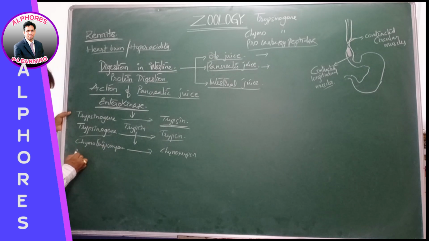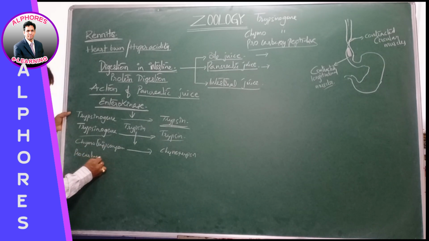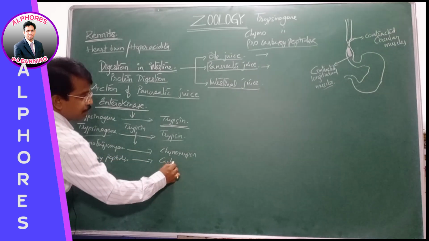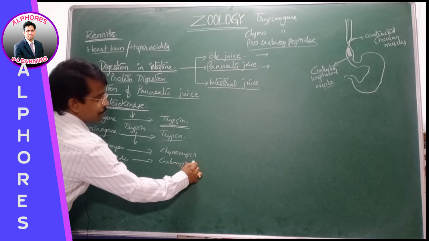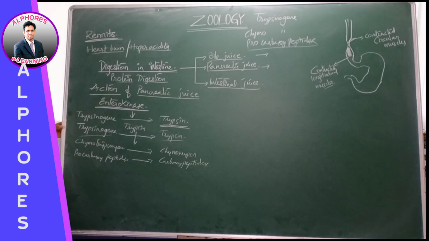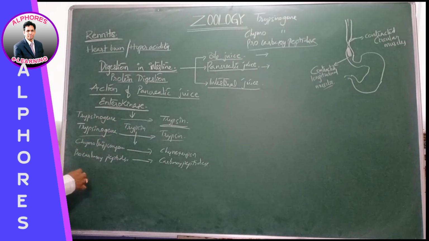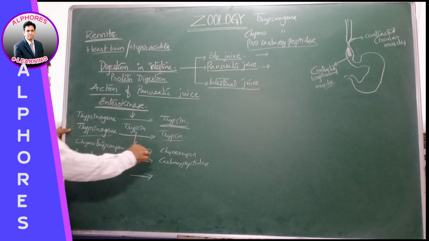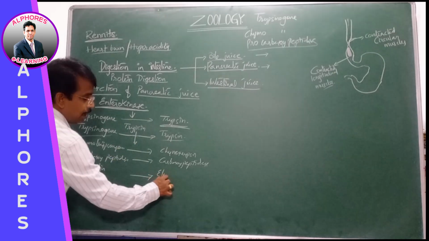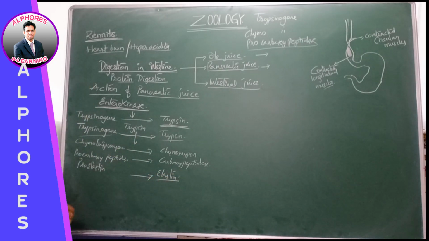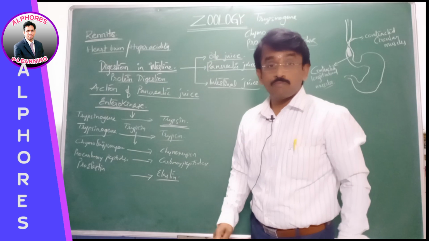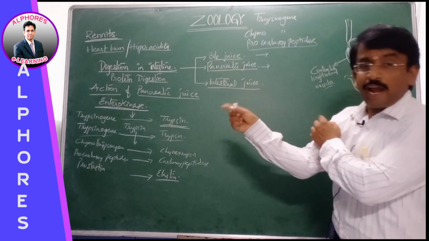Then even procarboxypeptidase is converted into carboxypeptidase. So this is all done by means of trypsin. Even proelastin is an inactive form upon which the trypsin acts and converts it into elastin. So this is how the conversion of inactive enzyme into active takes place. Now the active enzymes start acting.